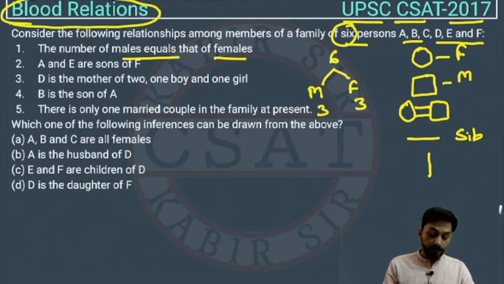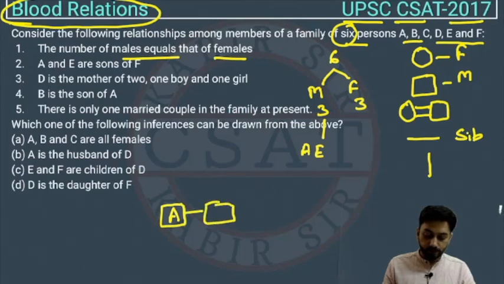Right. A and E are sons of F. So among the males, we got A and E. Now let's draw it similarly. A and E are sons of F. We don't know the gender of F.